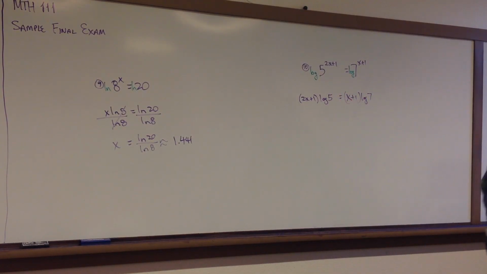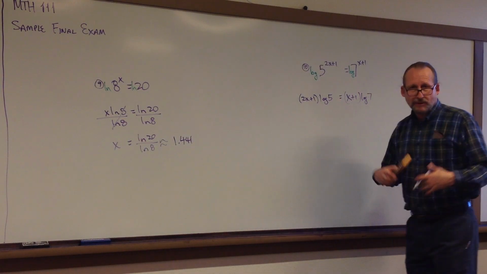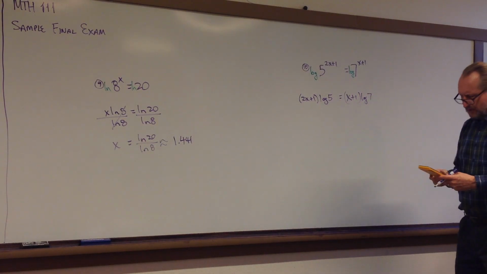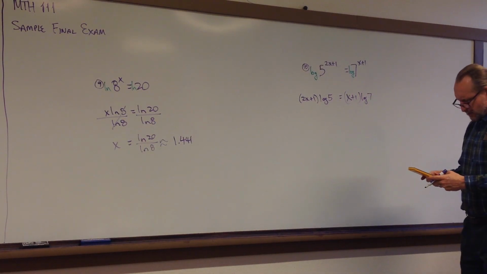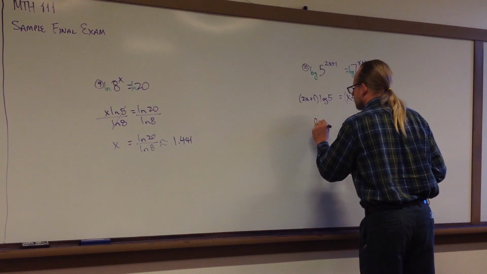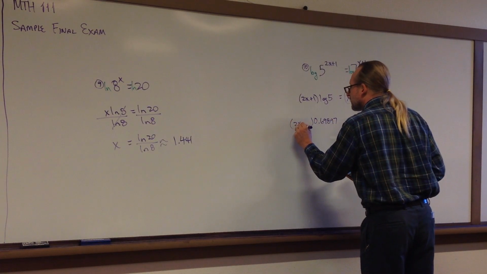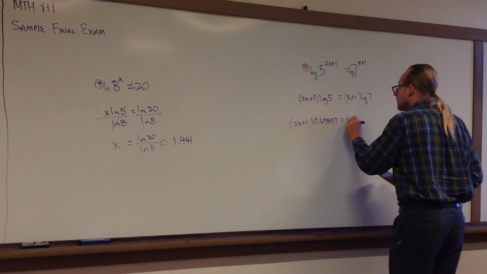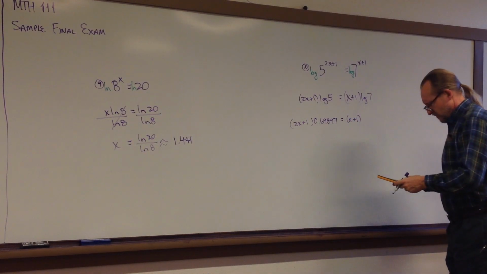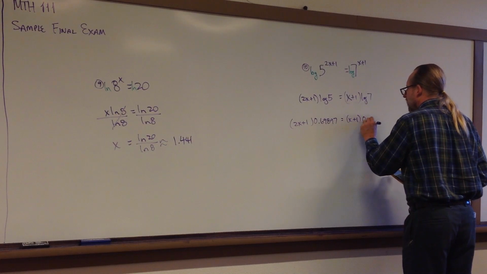All right, well, let's get some good approximations for these. I'll go back at the end and find the exact representation for the answer, but to get us going here, first I'm going to make these approximations. Log 5 is 0.69897 times 2x plus 1. And over here, log 7, 0.8451.